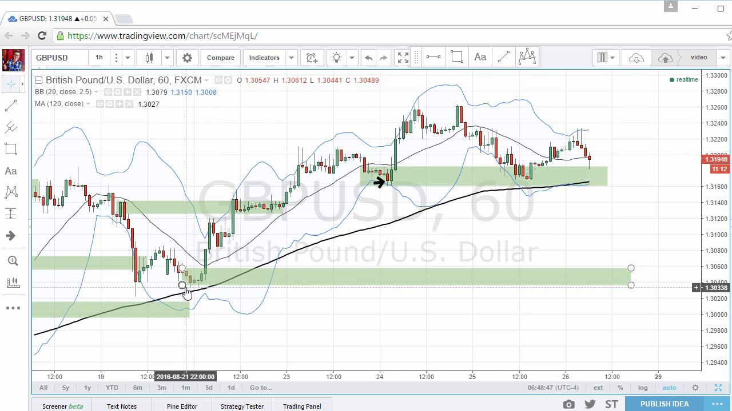So here is still a fresh area. You can see price moved higher from this little consolidation here.